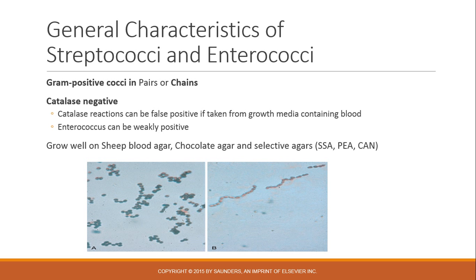These guys grow good on sheep blood agar, chocolate agar, on your selective agars. We talked about selective strep agar, or SSA, which selects for strep, and so staph won't grow on it. PEA, and this should be CNA, but my autocorrect keeps changing it to CAN, and I didn't catch that one. They'll only grow gram-positive cocci, so they'll grow staph and strep.